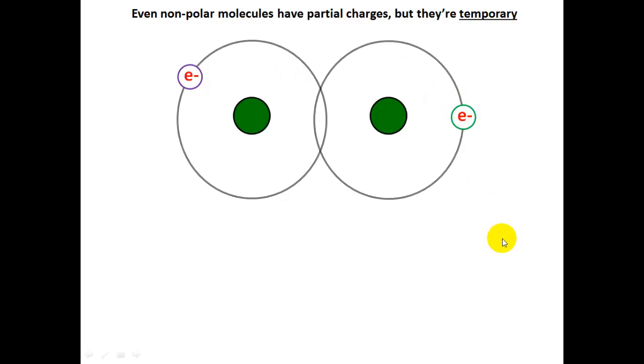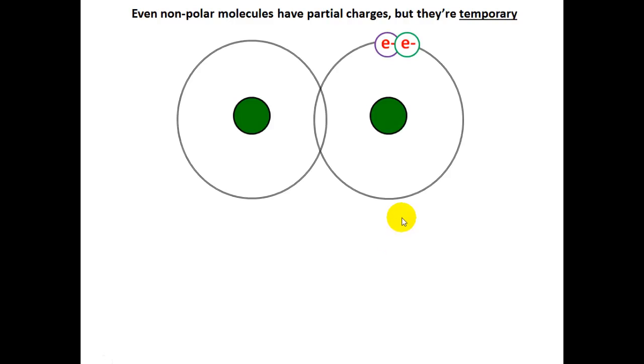So again, it's because of those different speeds at which electrons can move that nonpolar molecules, even though they're sharing the electrons equally, sometimes bunch up temporarily on one side of the molecule or the other, resulting in these temporary partial charges.